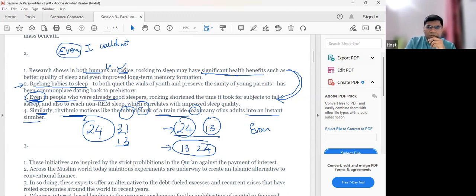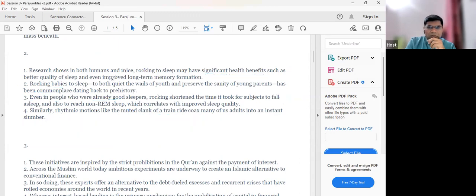Prehistory, rocking babies to sleep. What happens is rocking babies to sleep has been commonplace dating back to prehistory. So this is a common phenomenon. Even the adults, and then you come with the research. Research shows in both humans and mice rocking to sleep. So you talk about prehistory, the traditional practice of human beings. Then you talk about research. Research shows in both humans and mice rocking to sleep may have significant health benefits. So the idea of rocking has been introduced here. And then you talk about research.